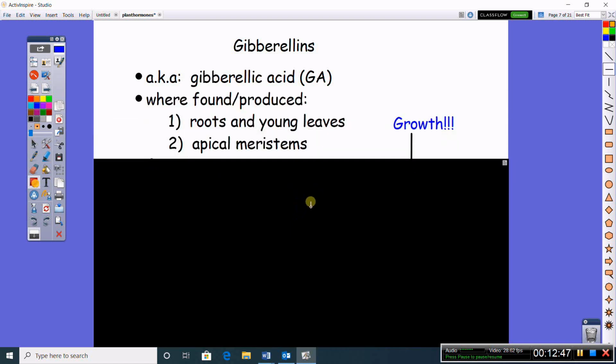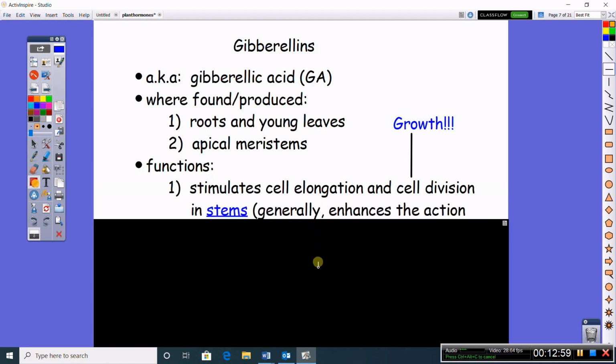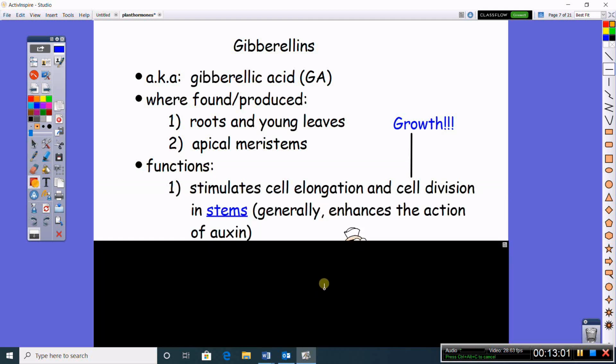Where found? They're found in roots and young leaves and also apical meristems. Remember apical meristem? We want to think shoots and roots. Top of the shoots, bottom of the roots. Okay? So I'll explain my picture there in a second. I don't know, you don't have this picture on your page, but maybe you can make a note of it. It'll help you remember.